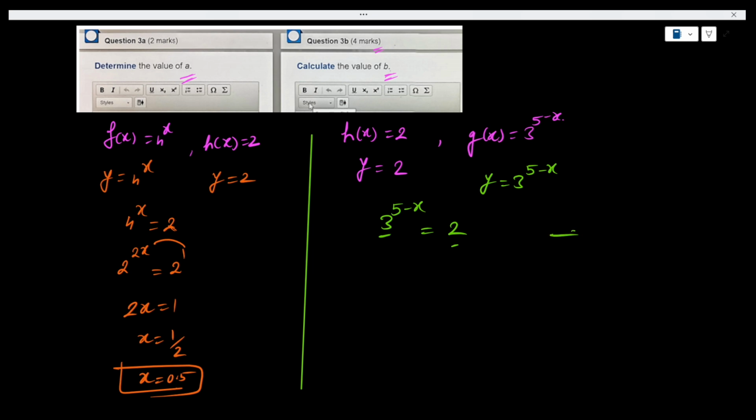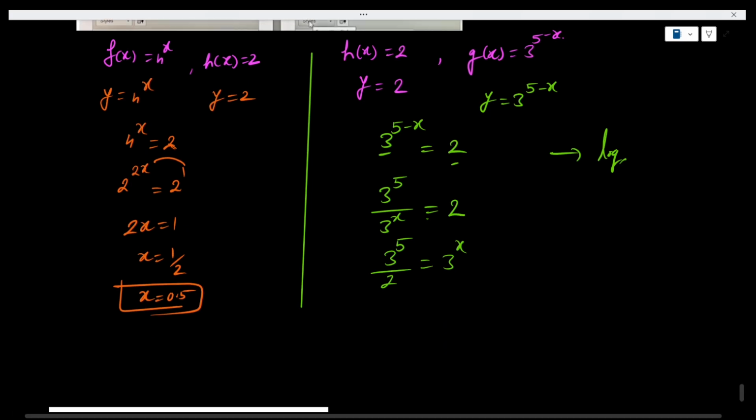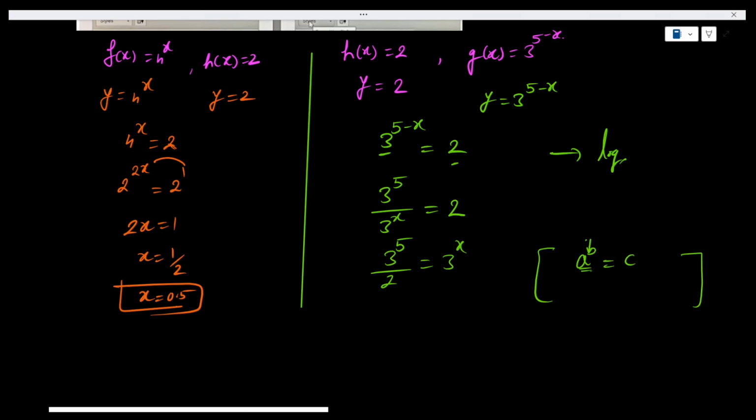So in this case, we use logarithms. So what are the rules I have to follow? First, you separate the x term. So can I write this as 3 to the power 5 by 3 to the power x, which is 2. Now, this can become 3 to the power 5 by 2 is equal to 3 to the power x. And whenever there is an exponent, it can be written in the form of a logarithm. If it is a to the power b is equal to c, so base is a, we write log to the base a of c will always be equal to b. So here also the base is 3.